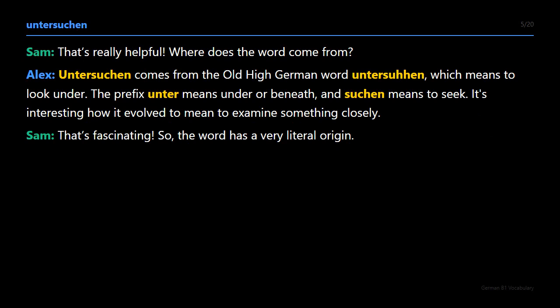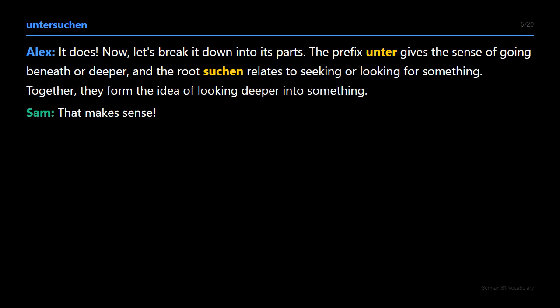It does. Now, let's break it down into its parts. The prefix unter gives the sense of going beneath or deeper, and the root suchen relates to seeking or looking for something. Together, they form the idea of looking deeper into something. That makes sense.